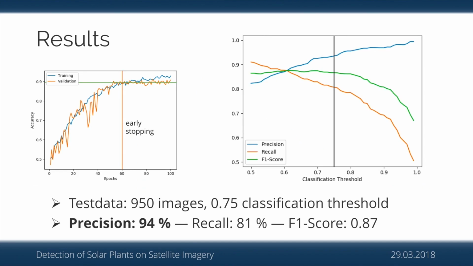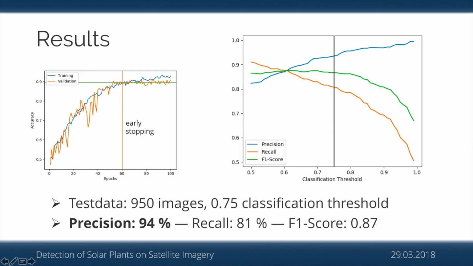We then validated the model using test data, which consisted of 950 images and a classification threshold of 0.75. So the model only classified an image as having a solar plant if it's at least 75% sure. We achieved with the model a precision of 94%, a recall of 81%, and a combined F1 score of 0.87.